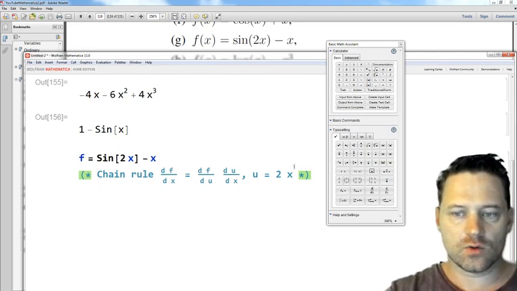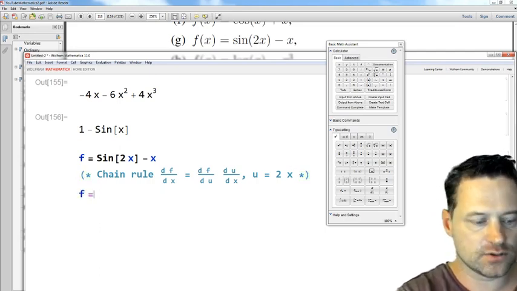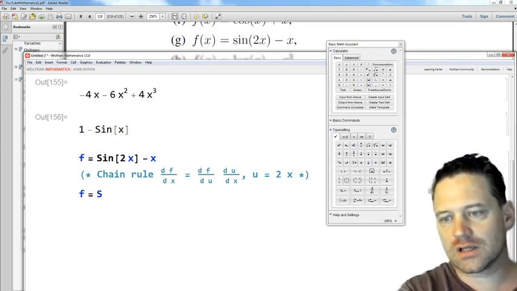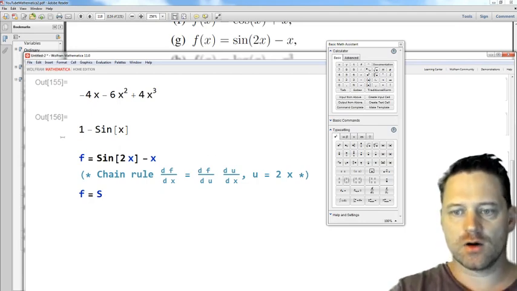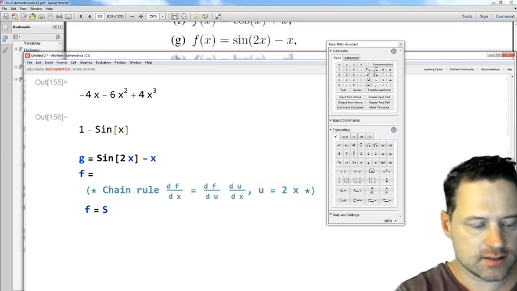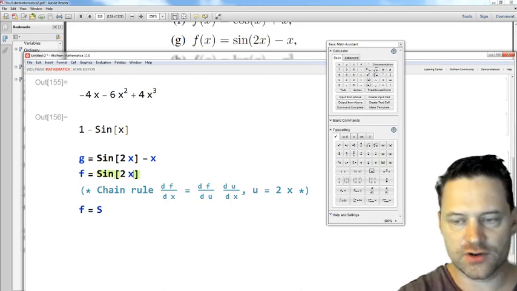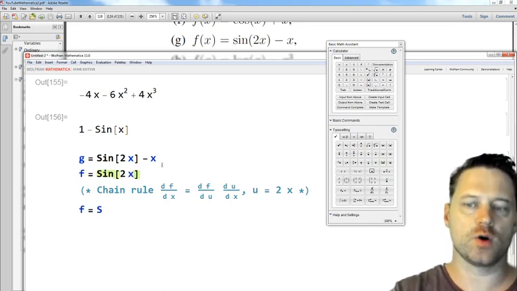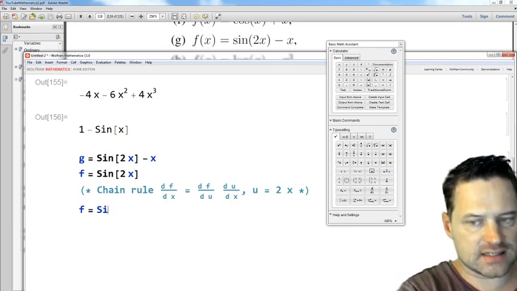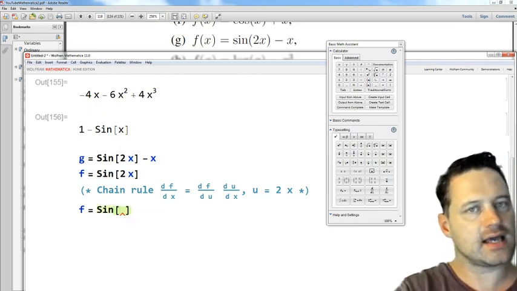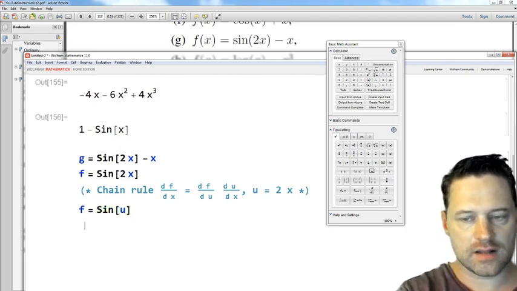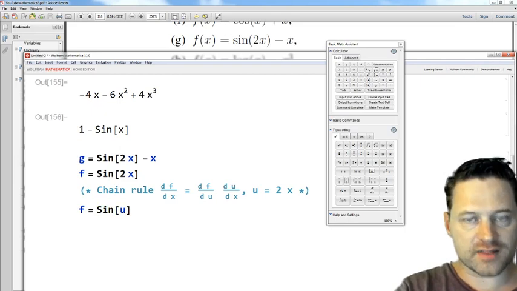Okay, so we have f is equal to sine. Well, look, let's just, you know what, I'm going to call this g. All right, I'm going to call that g, and then I'm going to call f sine of 2x, okay? Because we want to first focus on the derivative of this, sine of 2x. Okay, so now if that is the case, then I have sine of u, because we let u be equal to 2x. Sine of u, and then we're going to apply the chain rule.